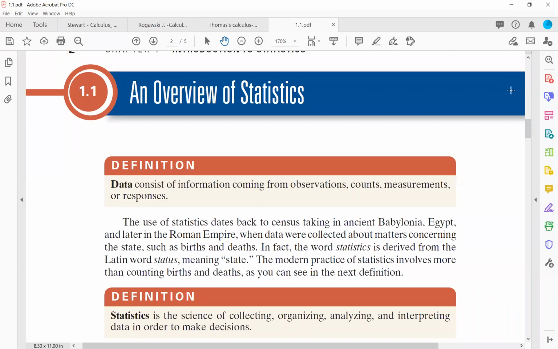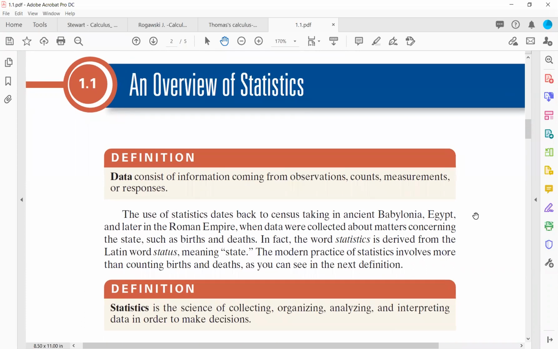We're going to start chapter 1.1, an overview of statistics. Very well, we're going to begin this chapter by giving some definitions. The first definition is just the definition of data. What is data? Data consists of information coming from observations, counts, and measurements or responses. What is statistics? Statistics is a branch of math that involves collecting data, organizing data, analyzing, and interpreting data.